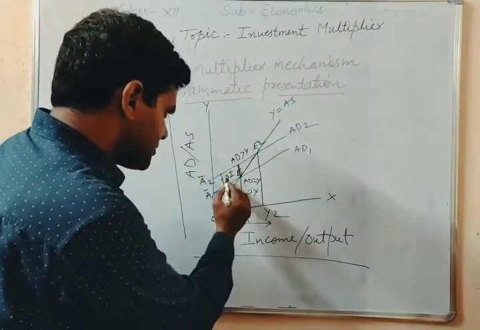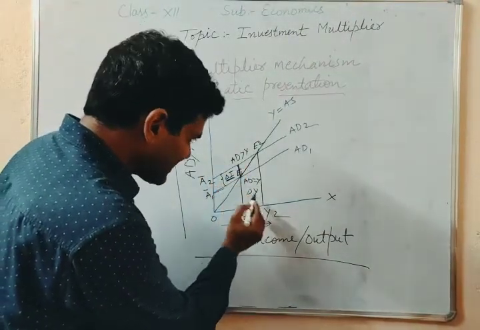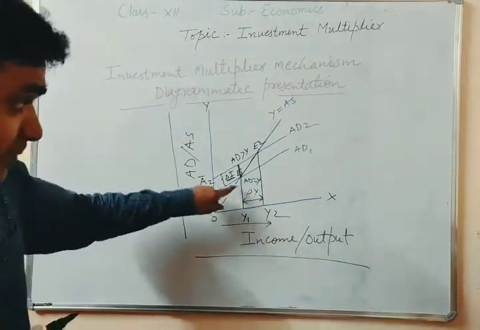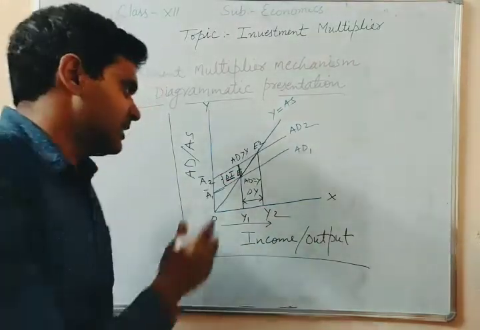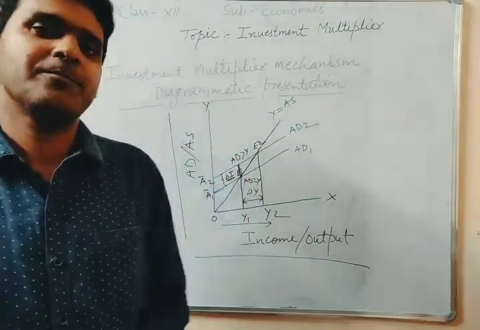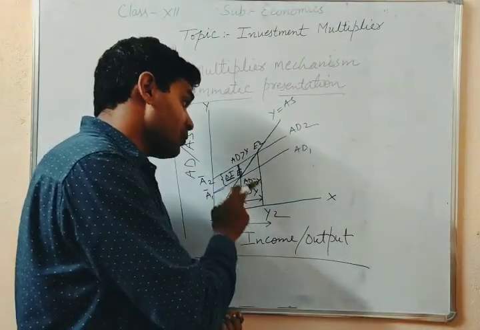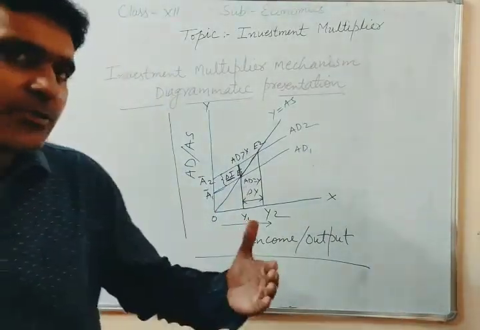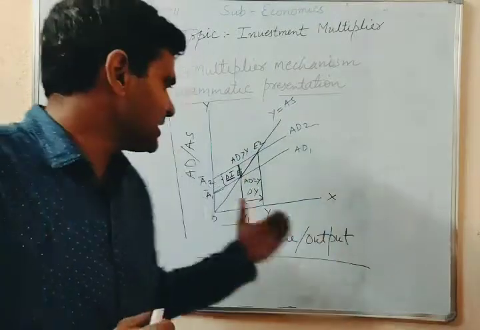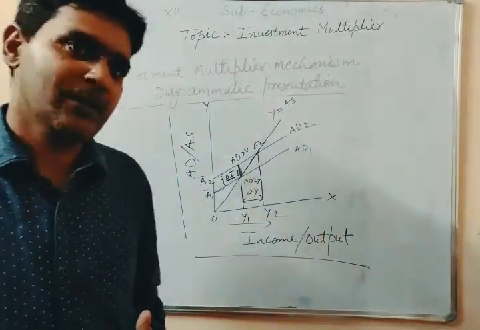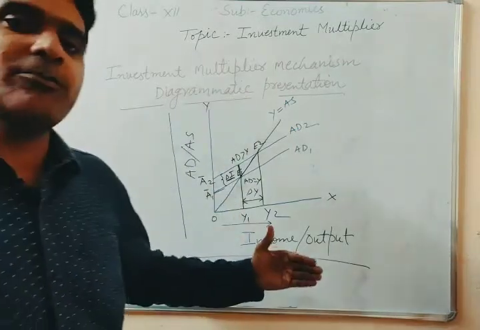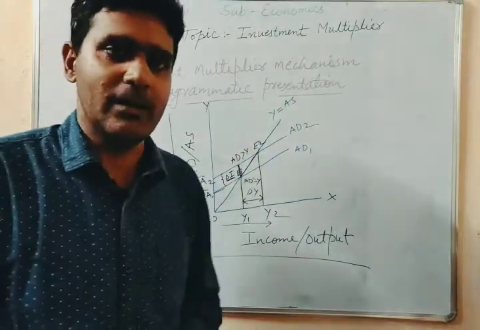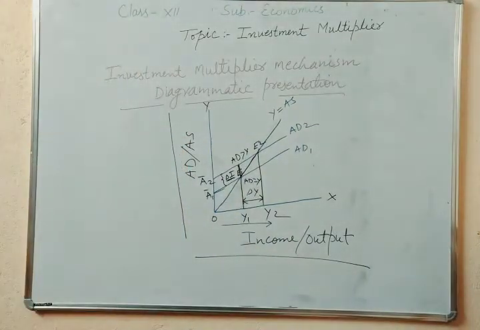Now you see the change in investment is less than the change in income, and the change in income is in multiples of investment, and this is the effect of the multiplier. Why is it more? Because when there is a change in investment, it will lead to a multiple change in the level of income and output. Hence, this is due to the working of the multiplier. This is how we can understand this investment multiplier. Now you can pause the video and write it down.